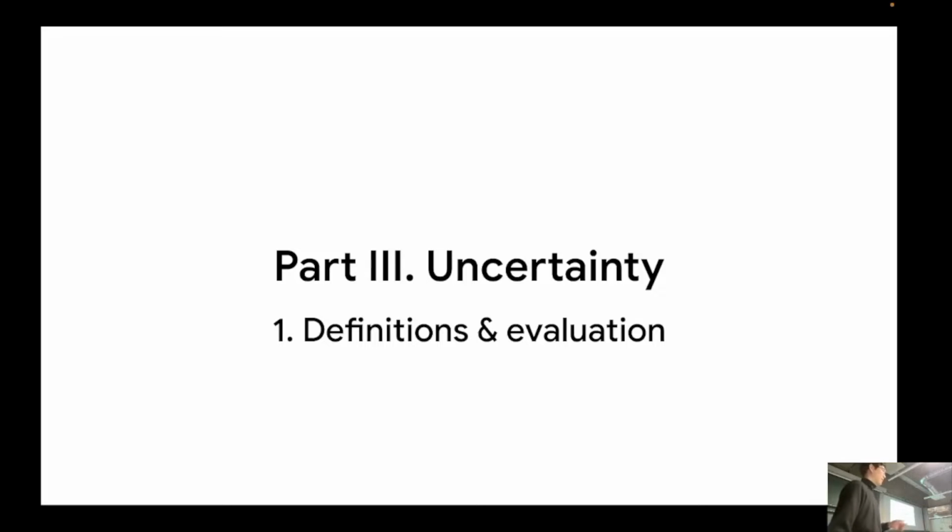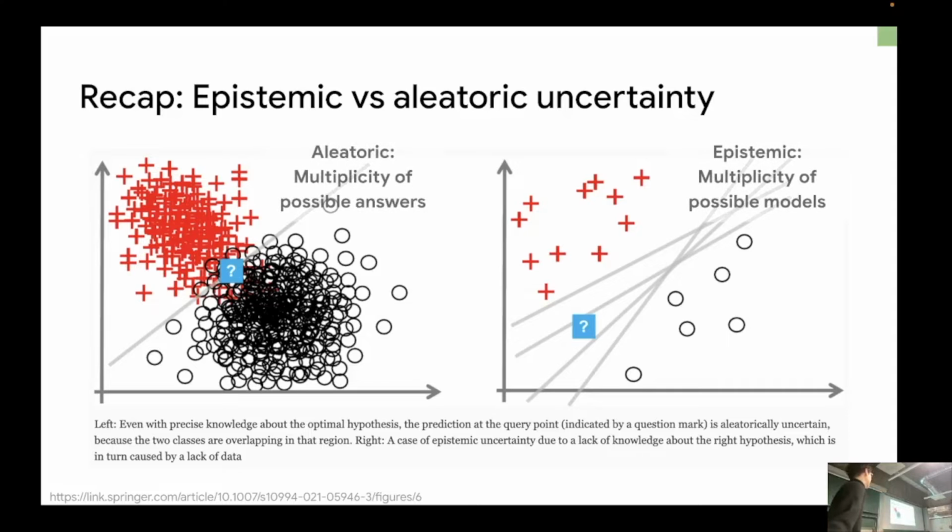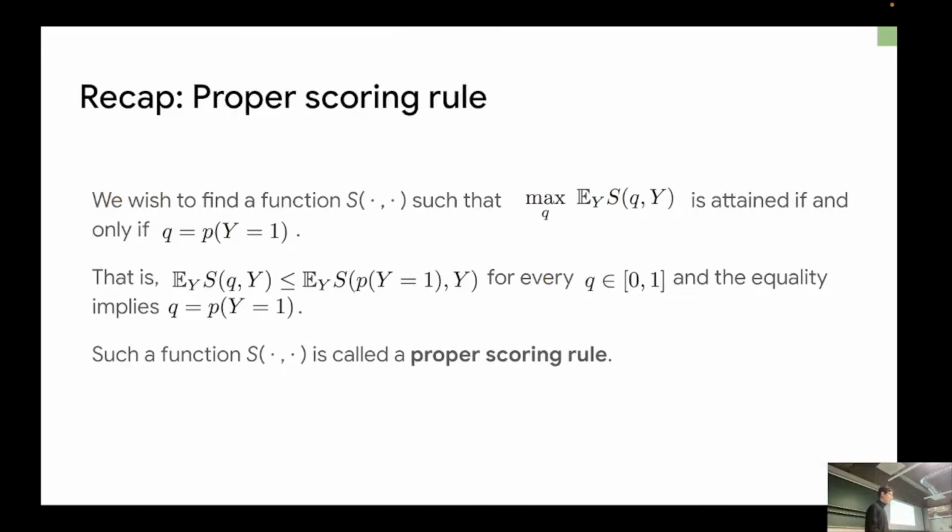We didn't get to finish the definition and evaluation part last time. So for that, I wish to briefly recap what we talked about a month ago. We talked about epistemic versus aleatoric uncertainty. If you have overlapping labels in some region in the space, then we say that's aleatoric uncertainty. When you have a region where you do not have any coverage from your training data, then that's epistemic uncertainty. And we talked about proper scoring rules as a reward for encouraging the confidence reporting to follow the actual probability of getting something right, okay?